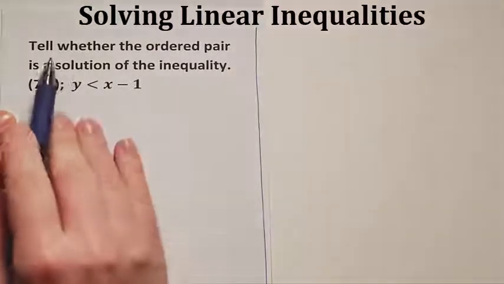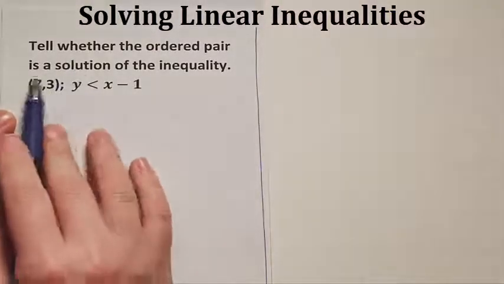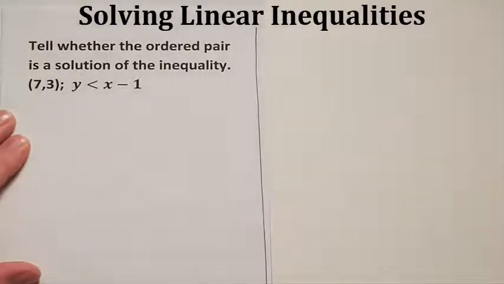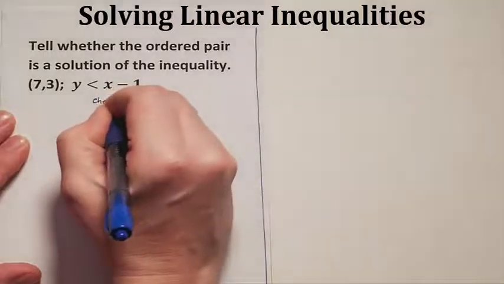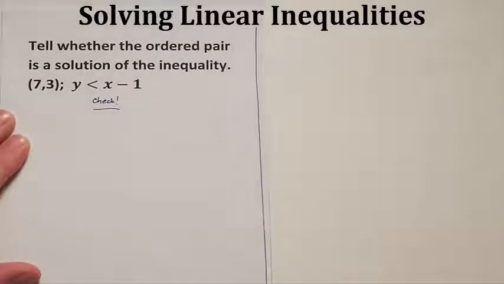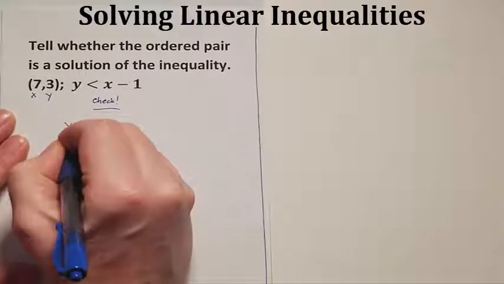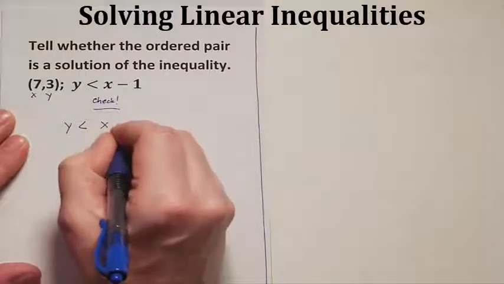And it wants to know, so tell whether the ordered pair that we are given is really a solution. So this is actually how you would check your work. So we're basically just checking. So let's go ahead and check, and let's see if that point is actually an answer or not. So this is an xy coordinate point. And we are given the equation y is less than x minus 1.